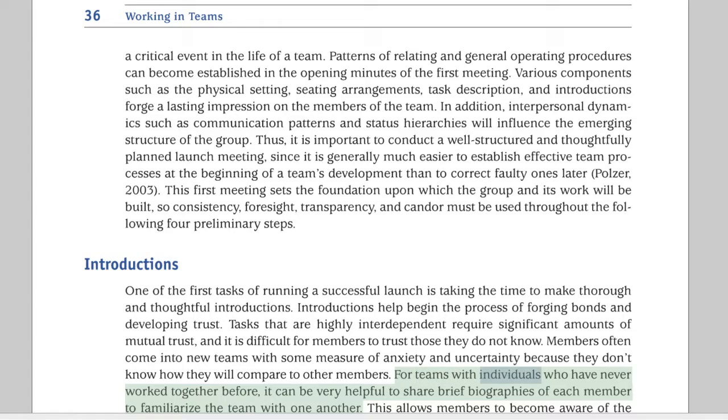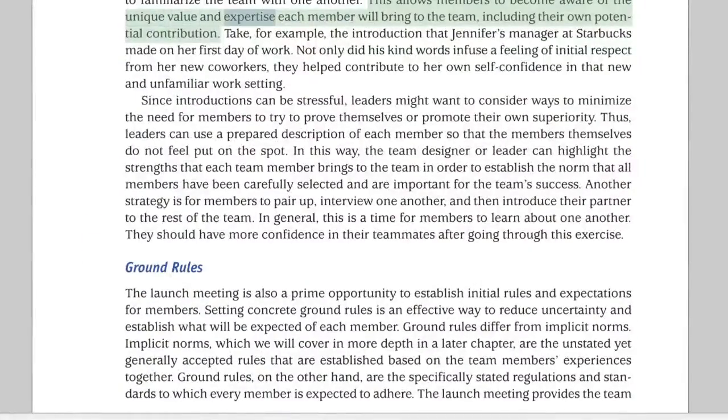For teams with individuals who have never worked together before, it can be very helpful to share brief biographies of each member to familiarize the team with one another. This allows members to become aware of the unique value and expertise each member will bring to the team, including their own potential contribution. Take, for example, the introduction that Jennifer's manager at Starbucks made on her first day of work. Not only did his kind words infuse a feeling of initial respect from her new coworkers, they helped contribute to her own self-confidence in that new and unfamiliar work setting.